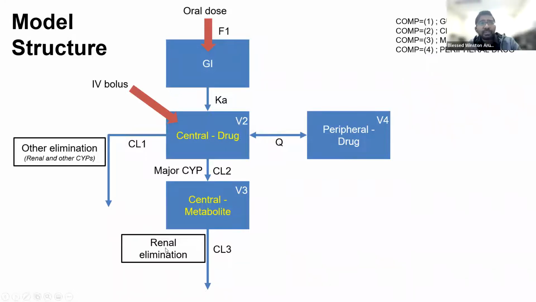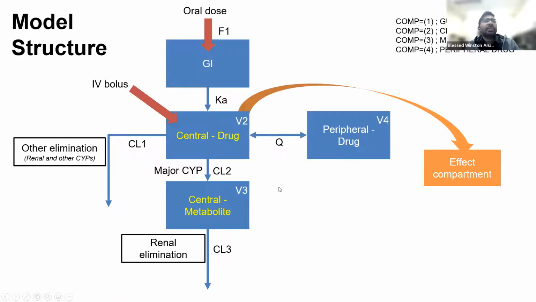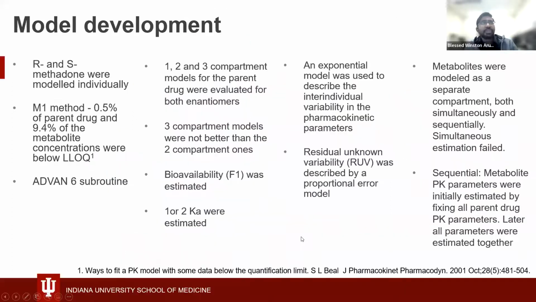And we know that the conversion of the drug to metabolite is determined by the CYPs. So this is where we check for the covariate relationship. The central drug compartment will affect the effect compartment, and maybe the metabolite also may affect the effect compartment. That is something we had to check. So we modeled R and S individually.